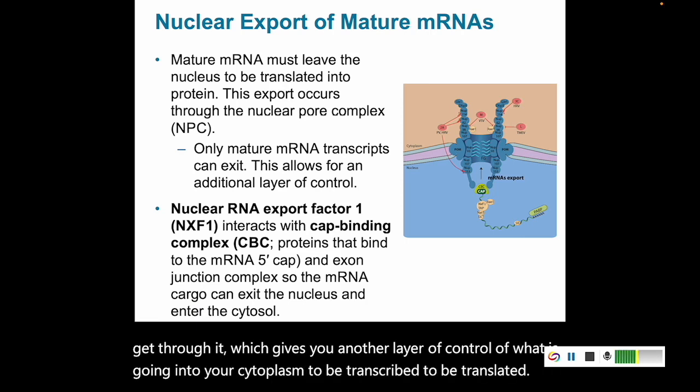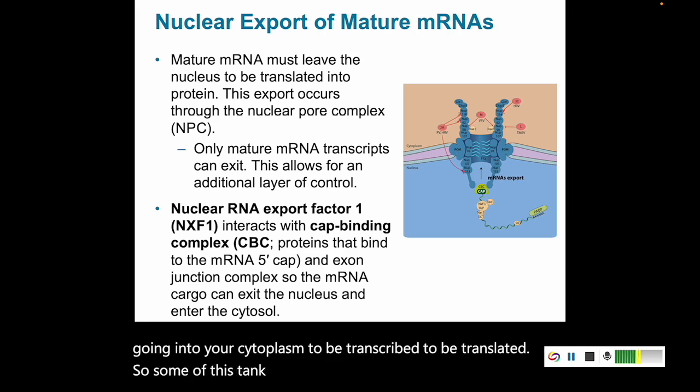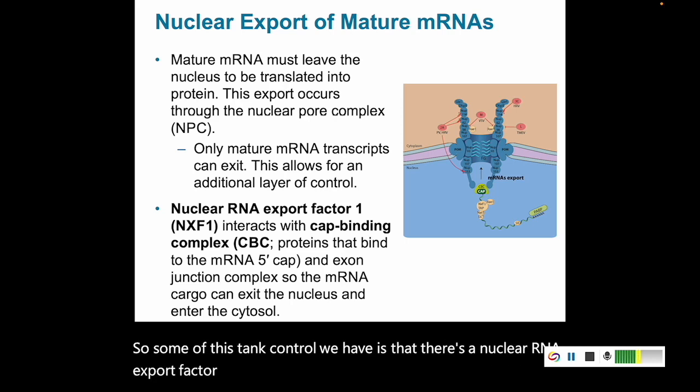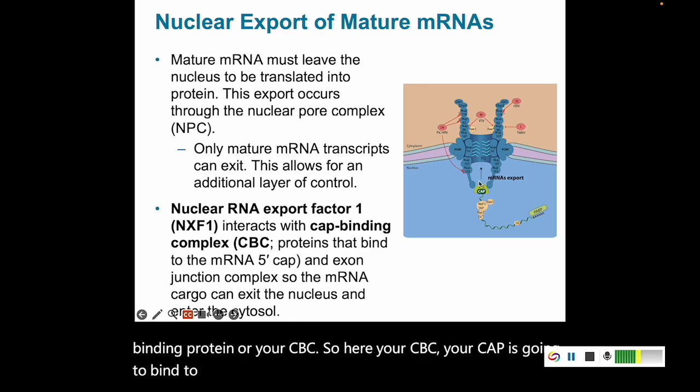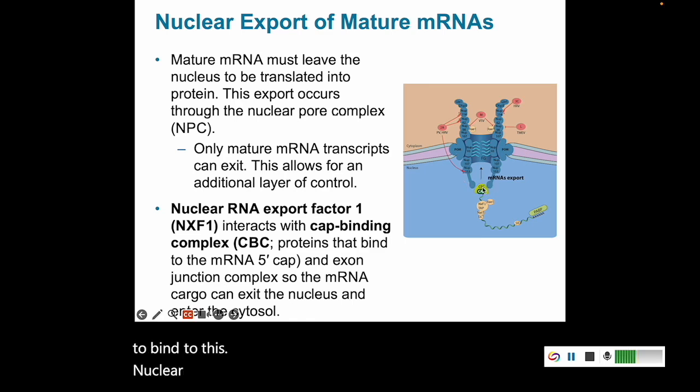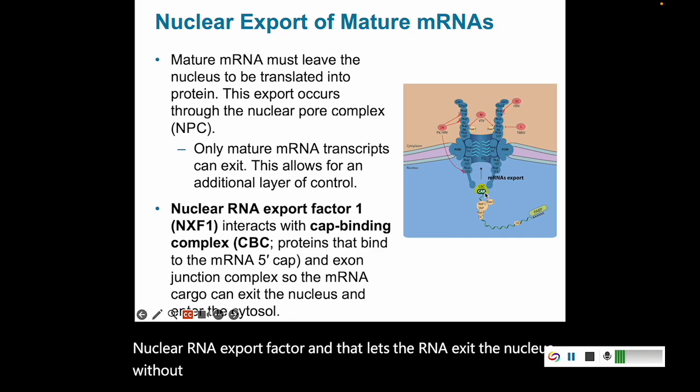Some of this control we have is that there's a nuclear RNA export factor 1, or NXF1, that is going to bind to your cap binding complex, or your CBC. So here, your CBC, your cap, is going to bind to this nuclear RNA export factor, and that lets the RNA exit the nucleus. Without that 5' cap, the RNA wouldn't be able to bind and exit.